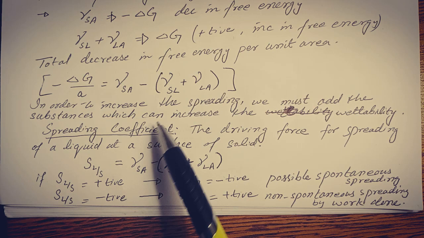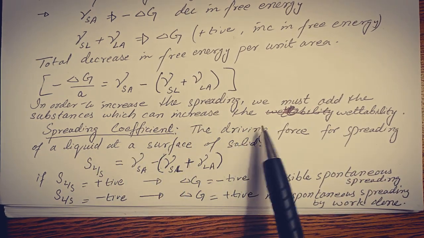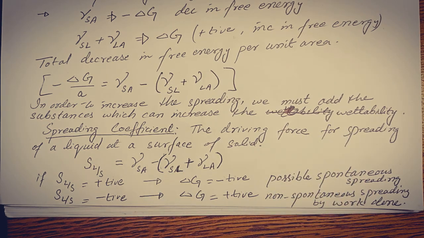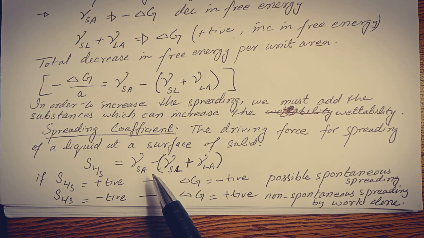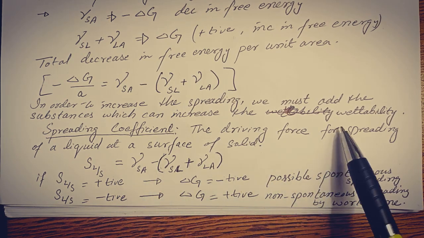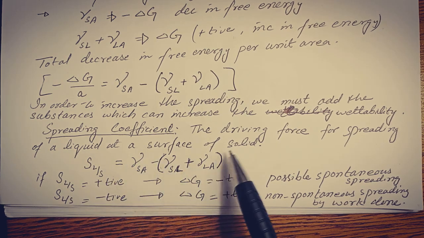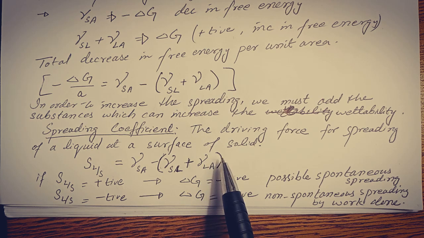So in order to increase the spreading, we must add the substances which can increase the wettability. So there is a coefficient that is used to measure the extent of wettability, known as spreading coefficient. It is the driving force for spreading of a liquid at a surface of a solid.